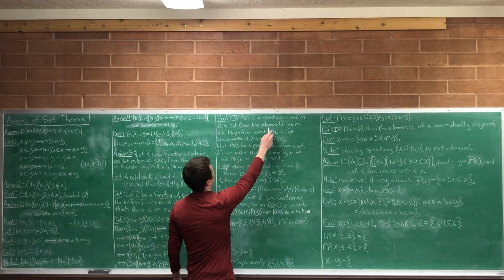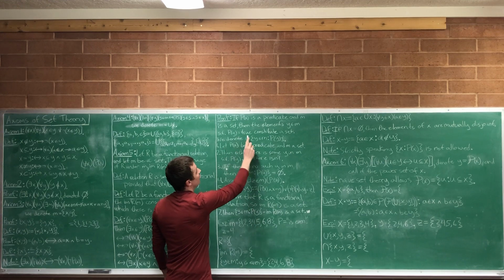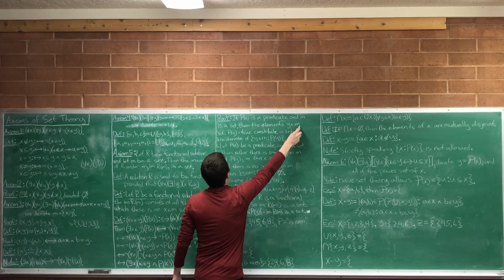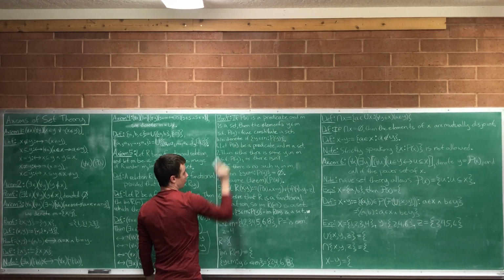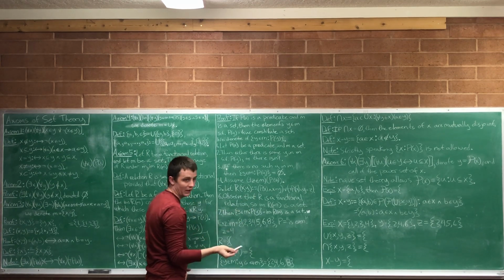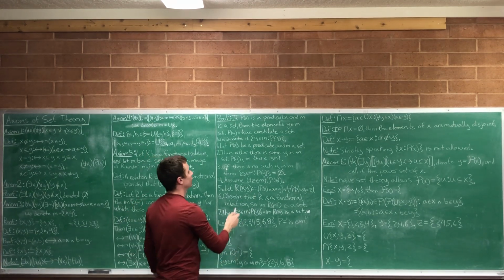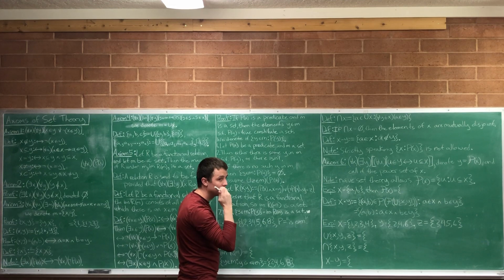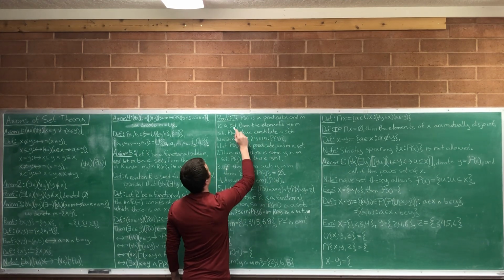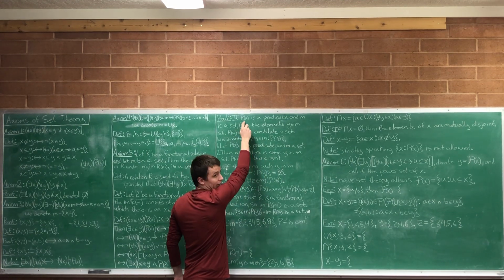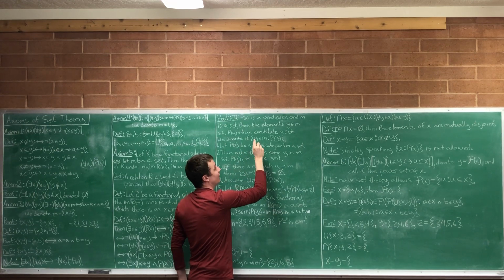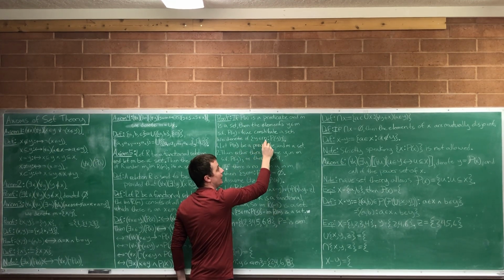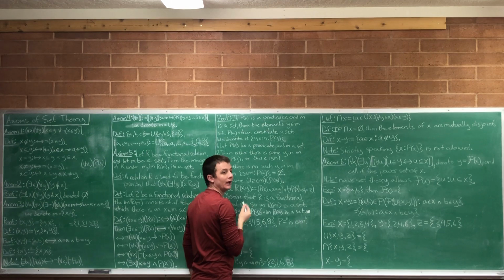If P of x is a predicate and M is a set, then the elements y in M such that P of y is true constitute a set. In other words, if I know that M is a set, and I know that P of x is a predicate, then I can take all the elements y in M such that P of y is true and get a set.